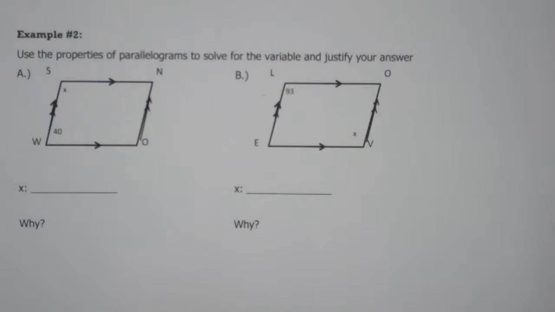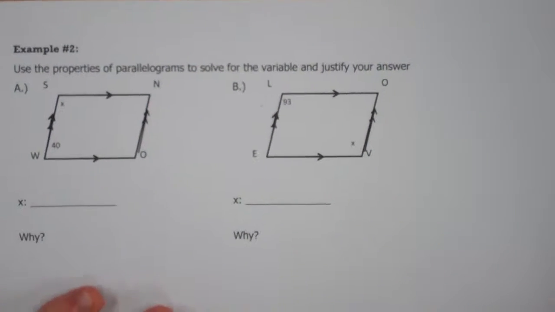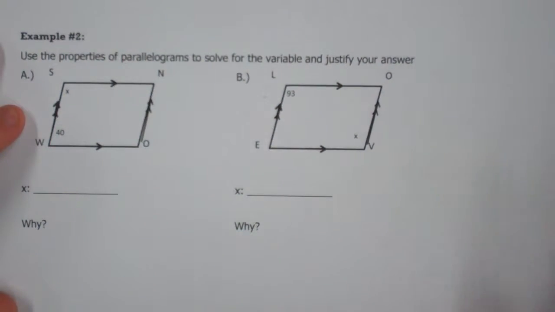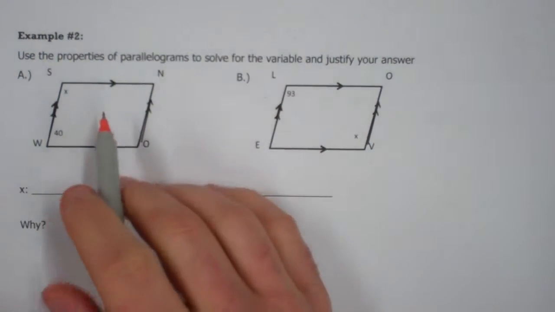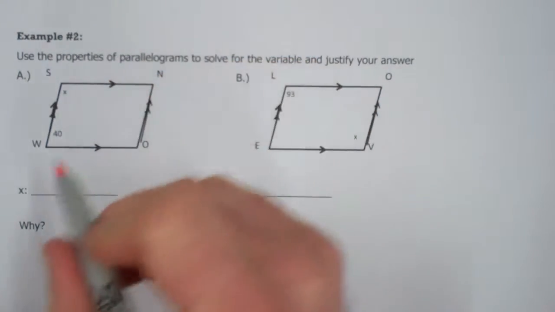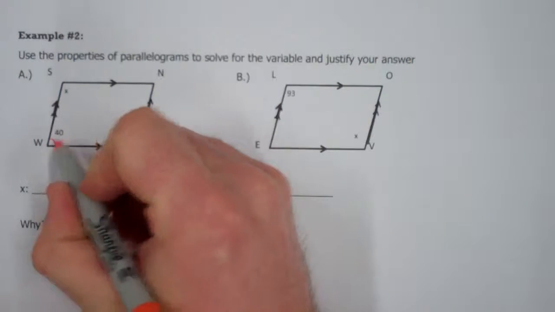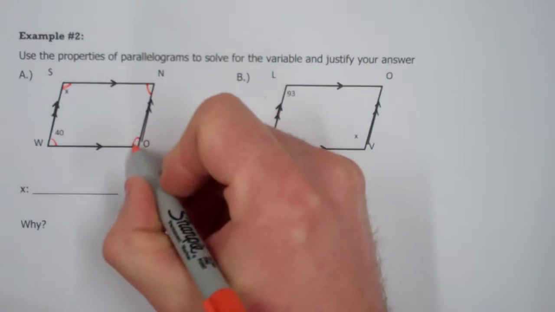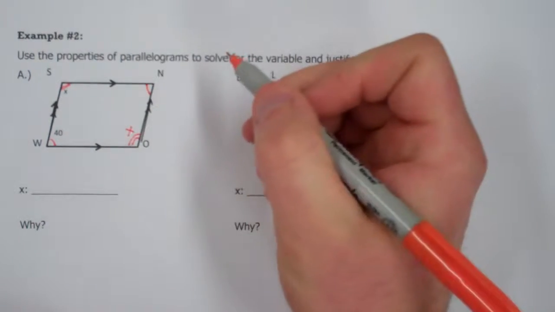In example 2, we're going to use the properties of parallelograms to solve for the variable, and then we'll justify our answer. If we take a look at this parallelogram, we want to see what we can conclude here. One thing we know is that these angles are congruent, and these angles are also congruent. So that's going to be an x.